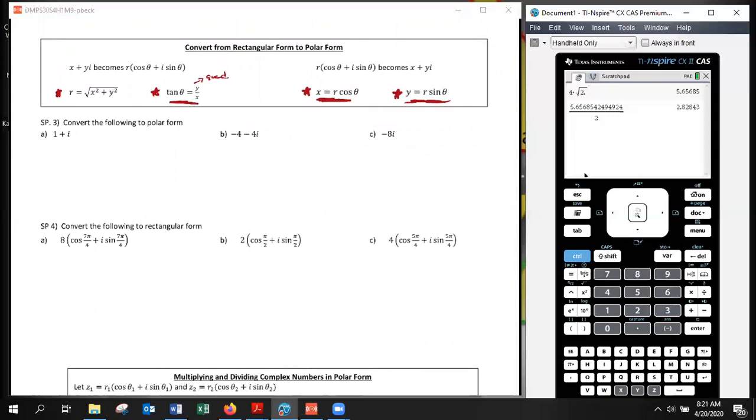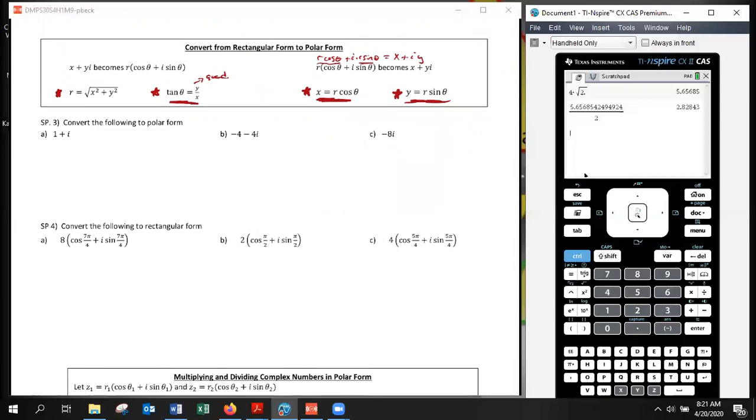So this one's actually easy to show: if we take r cosine theta, and distribute that radius through, we will get i times r sine theta. And so that easily shows us that r cosine theta is our x coordinate, and r sine theta is our y coordinate. So that's where we get our x plus iy.